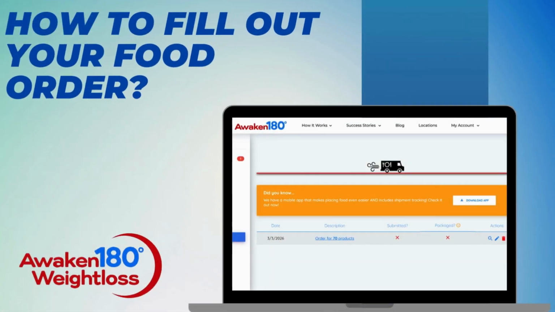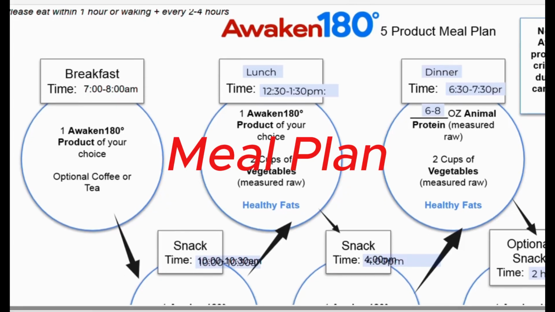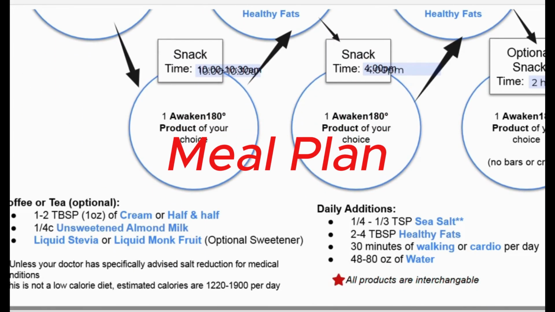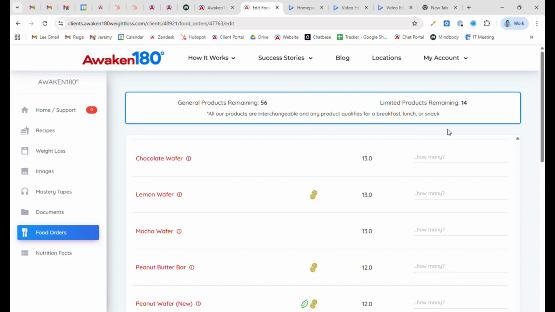Note: before filling out the food order, please know that our products are convenient, flexible, and easy to use. All of our products are interchangeable throughout the day, meaning any product qualifies for a breakfast, lunch, or snack. Be sure to review your meal plan so you know when Awaken 180 products will be called for throughout the day. The order form contains the following information.